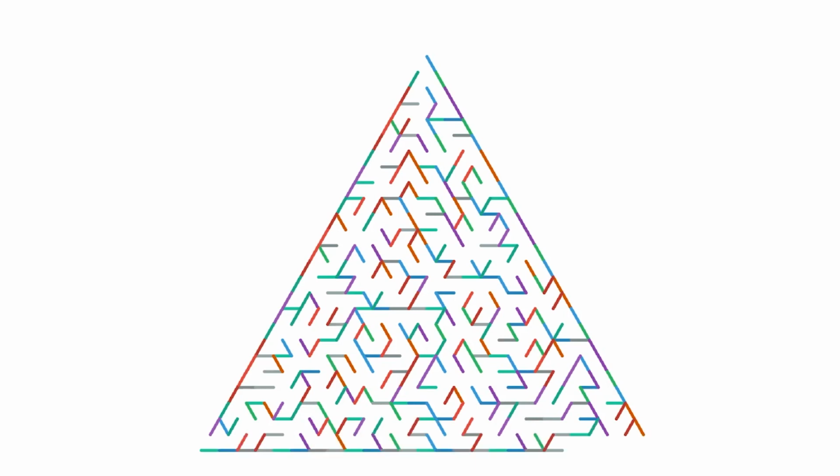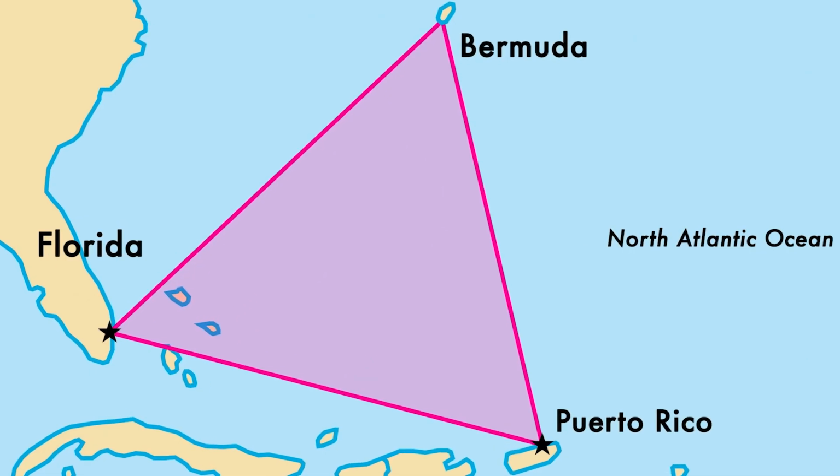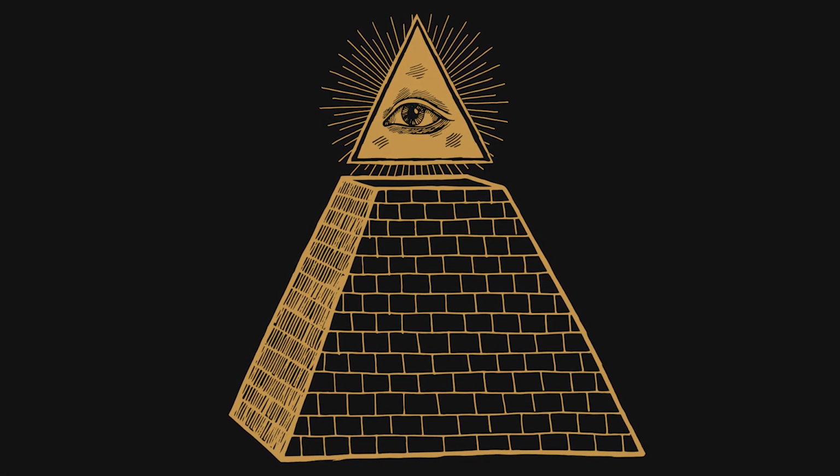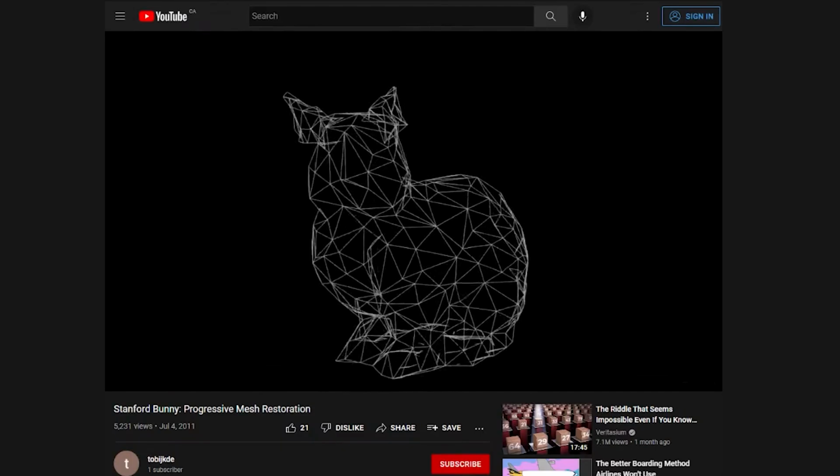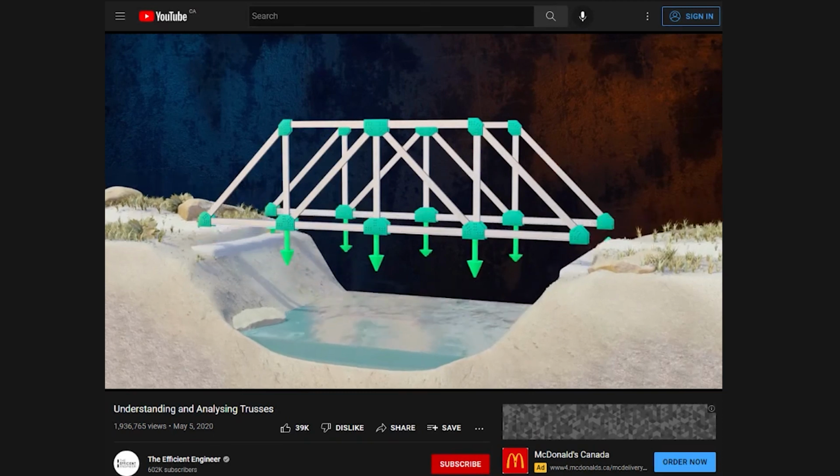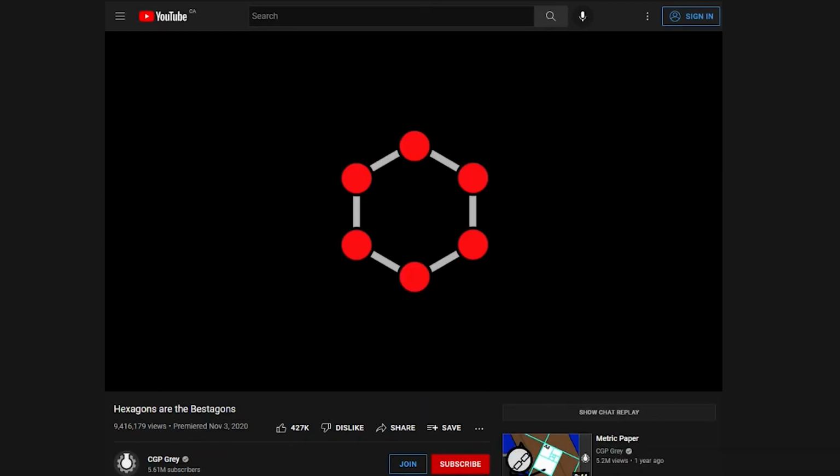Triangle, the simplest closed shape. Other than Bermuda Triangle and Illuminati pyramids, triangles make up the building blocks of 3D models. They are used to create durable structures. Put together six triangles and you get hexagons.